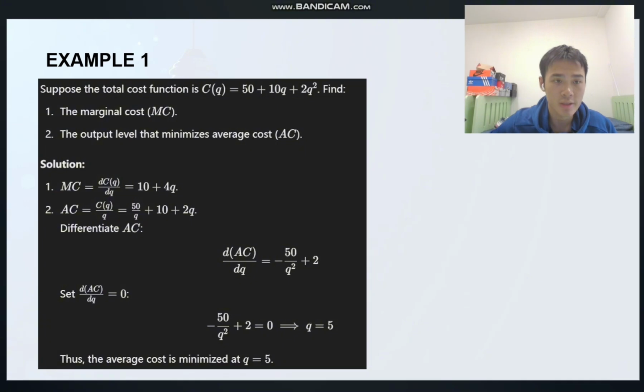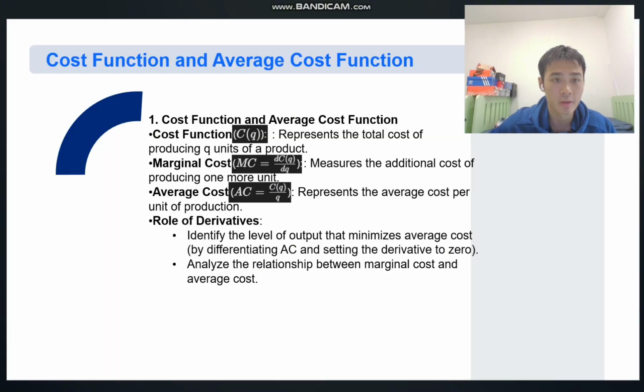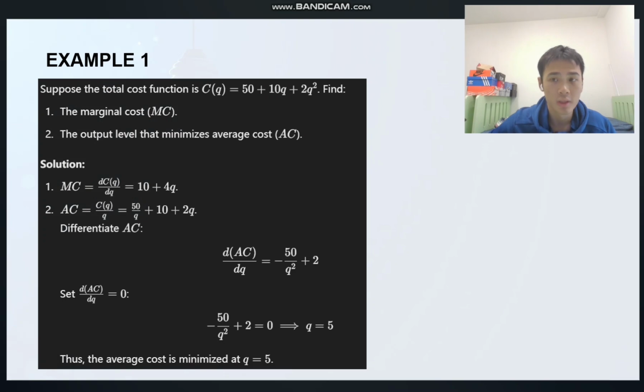So here's example 1 to explain the cost function and average cost function. Suppose the total cost function is C(Q) equals 50 plus 10Q plus 2Q squared. It requires us to find first the marginal cost, which is MC, and second, the output level that minimizes average cost AC. So here's how we solve this one.